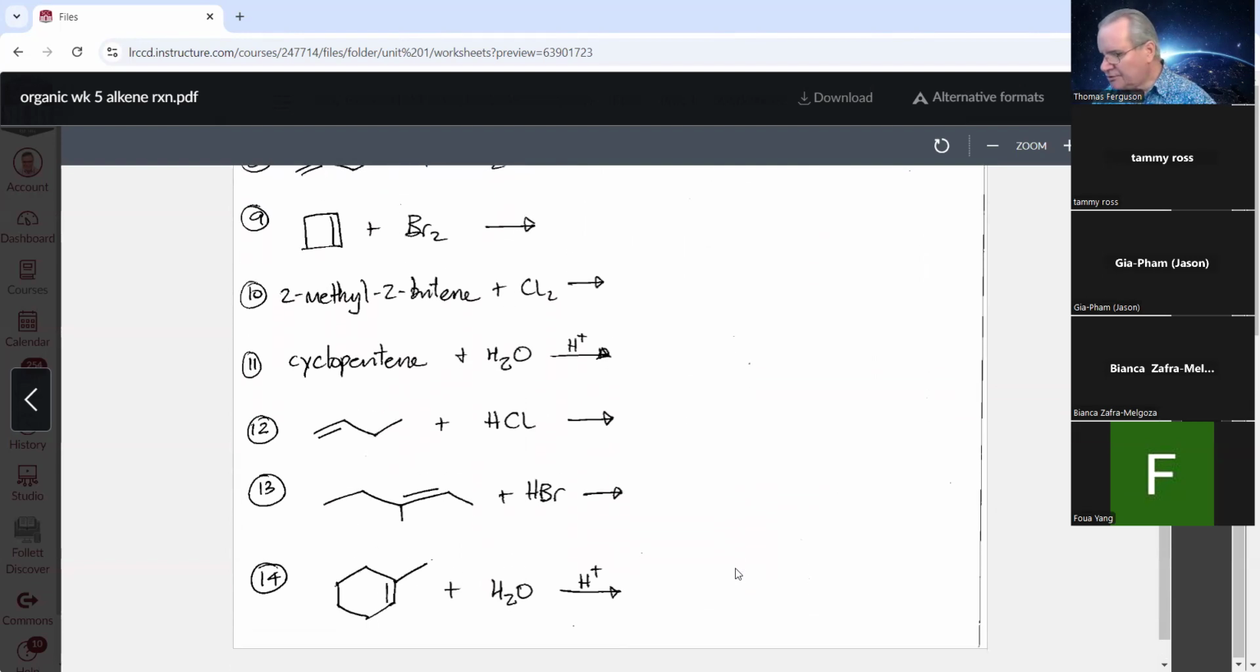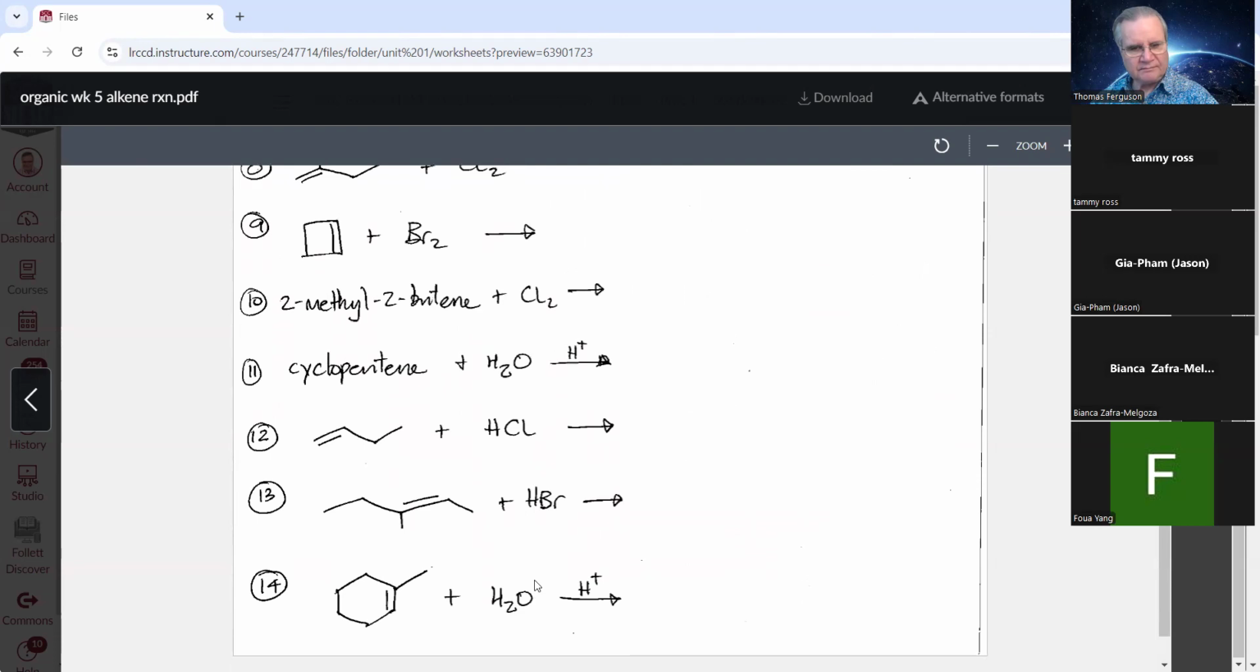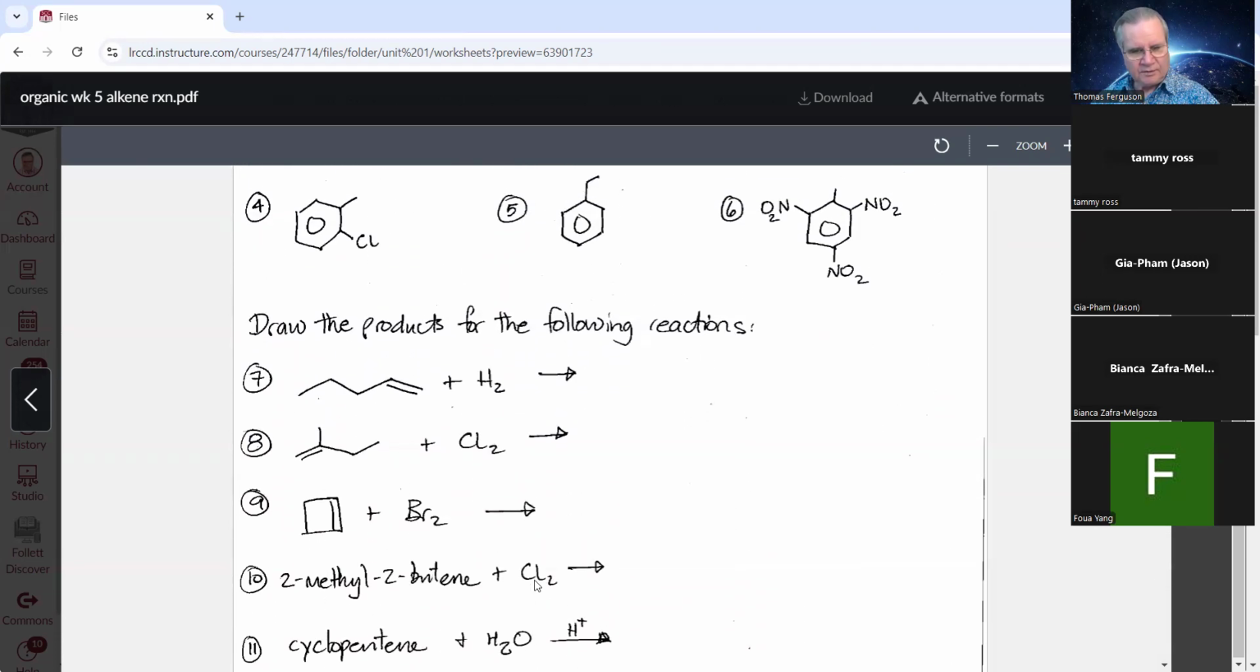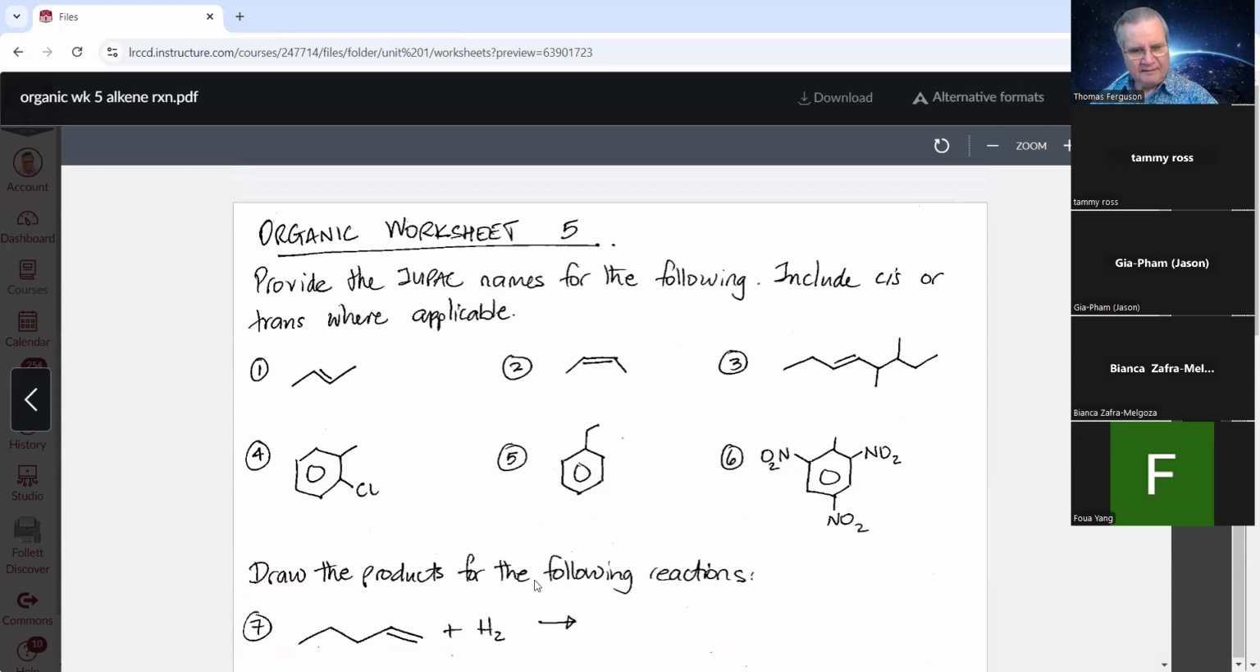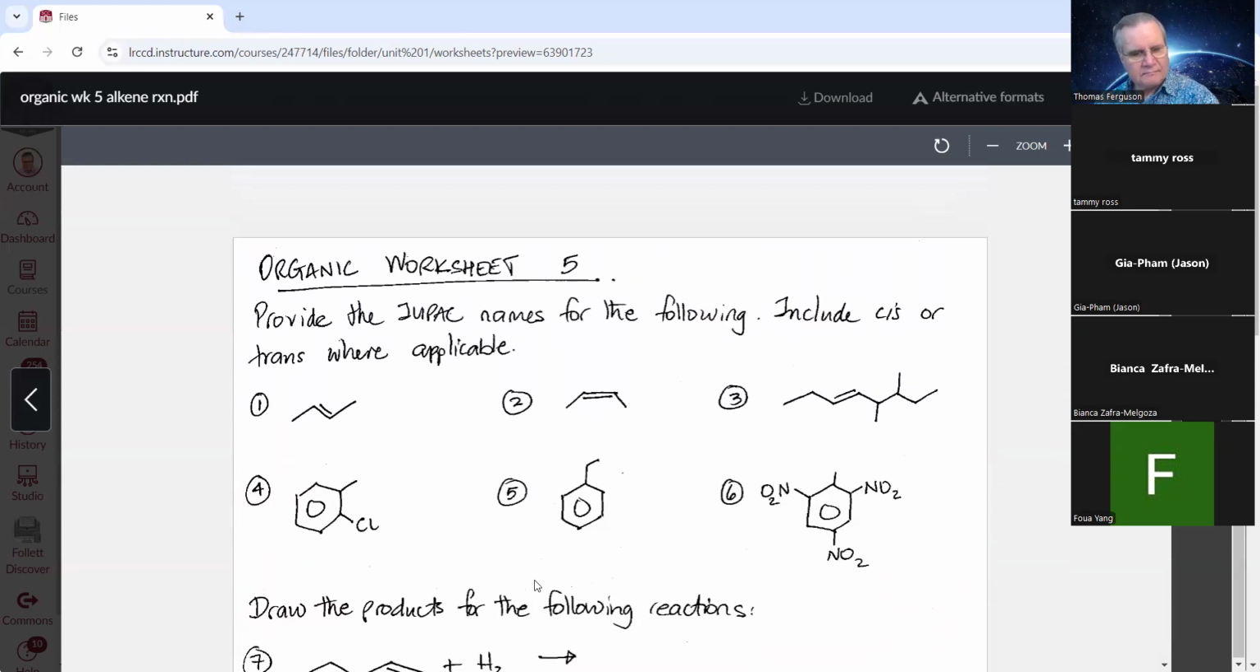Some of these are going to give mixtures, some not. For example, this one is going to be a mixture because it's heterogeneic. So the 11 through 14, for example, you're going to get a mix. Make sure you circle the one that's most stable. The ones above that are all homogeneous, so you're not going to get a mixture on those. And then here's some practice naming. And these are all eligible test questions also.